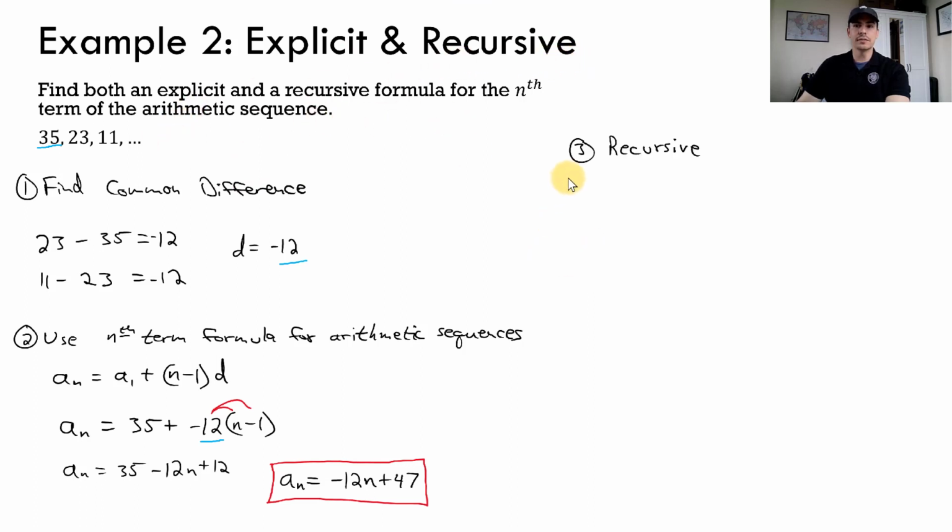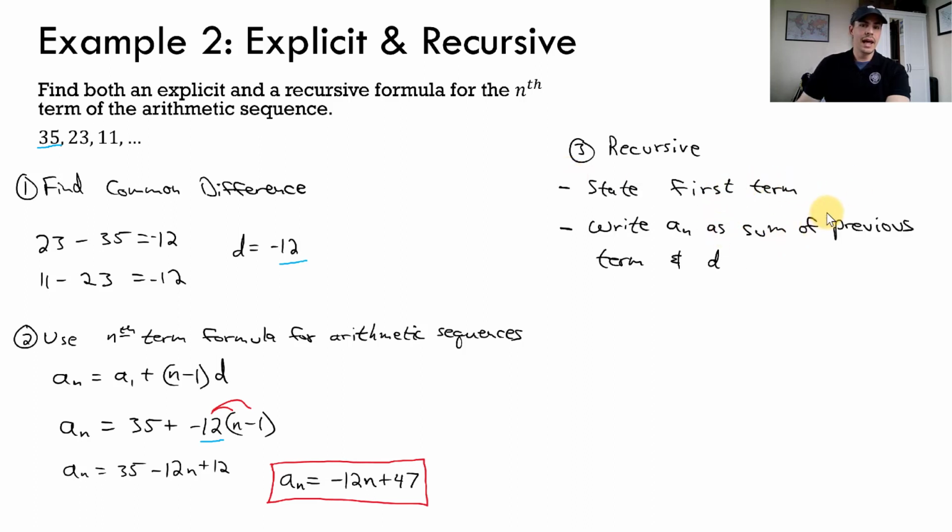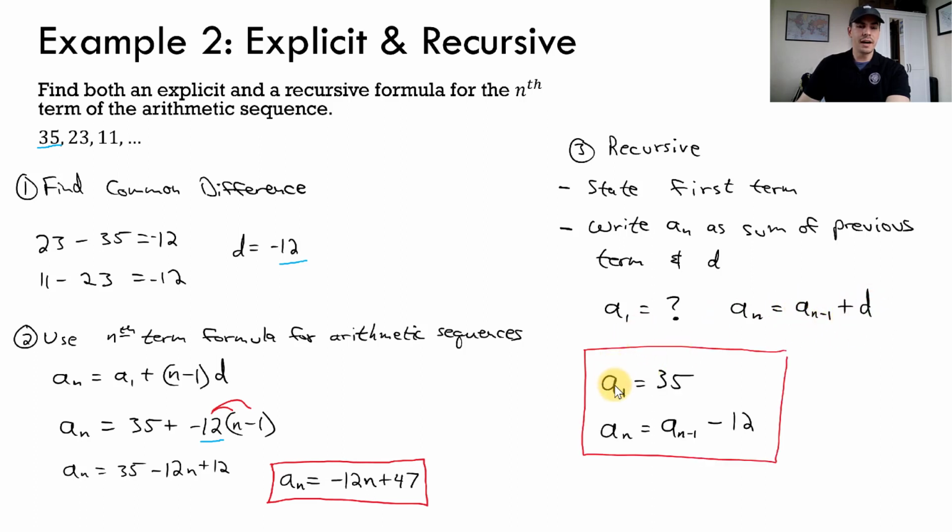Now we need to find the recursive. So to do that, we just need to do it in 2 steps. We need to state the first term, and then we're going to write a sub n as the sum of the previous term and d. So all we need to do is we say a sub 1 equals what, and then we have a sub n equals a sub n minus 1 plus d. That's all we need to do. So a sub 1 is 35 in this case, and a sub n would equal a sub n minus 1 minus 12. Okay, so that's how we would set that up as a recursive formula.